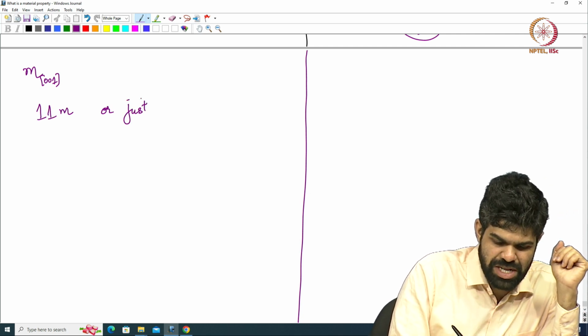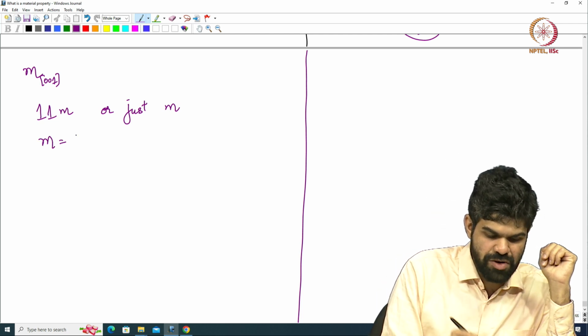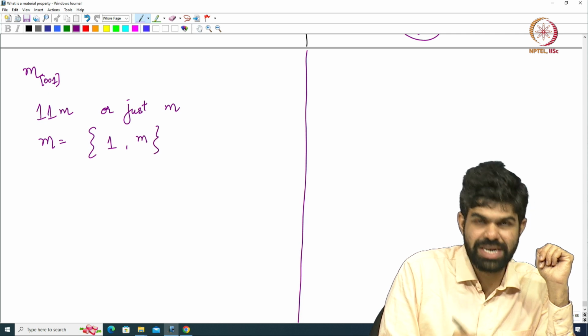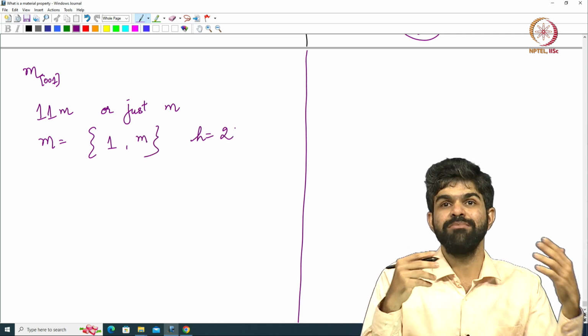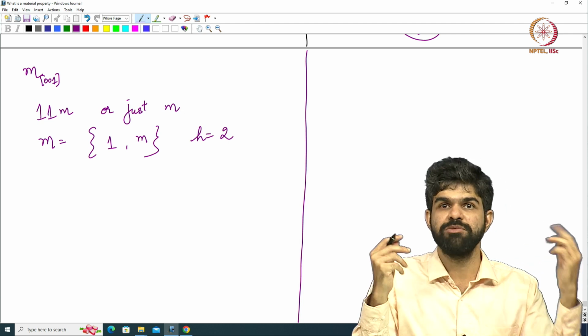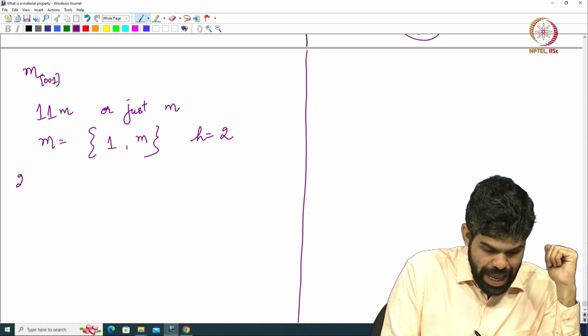In simpler notation, I can just write it as m, right, and m would consist of again an identity and an m, right. So the number of elements in this group is 2, right. So I have an identity and I have a mirror. Okay. So a 2 and an m, right.